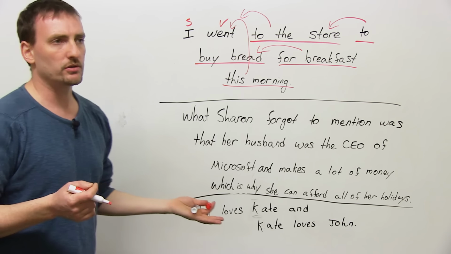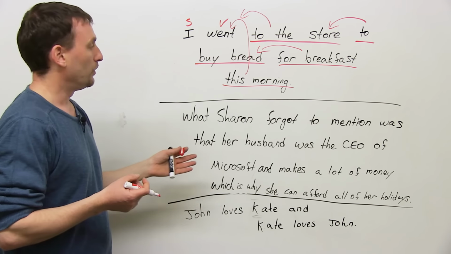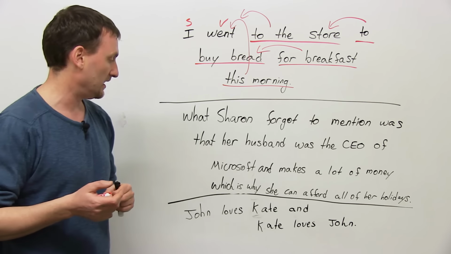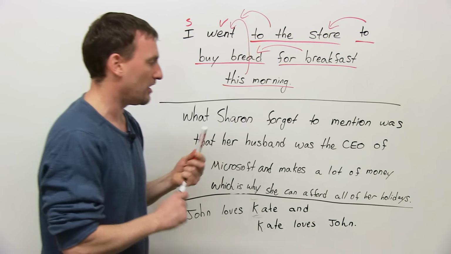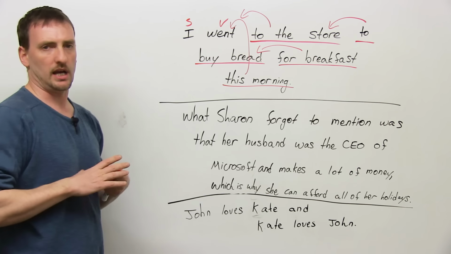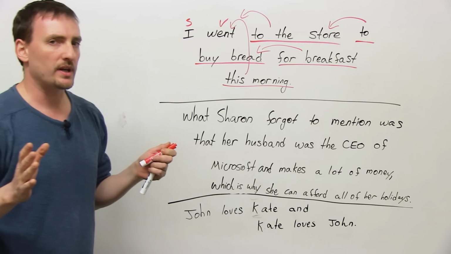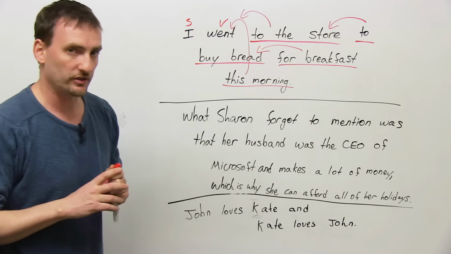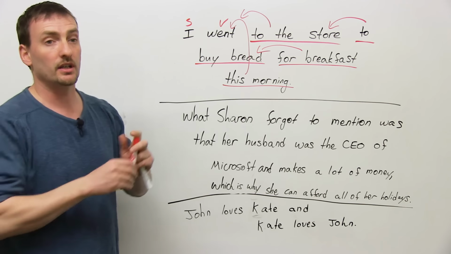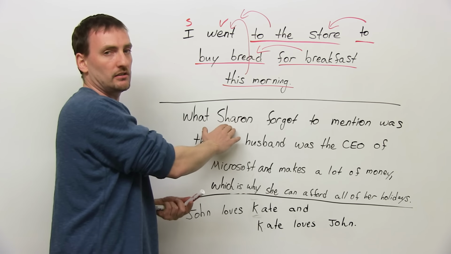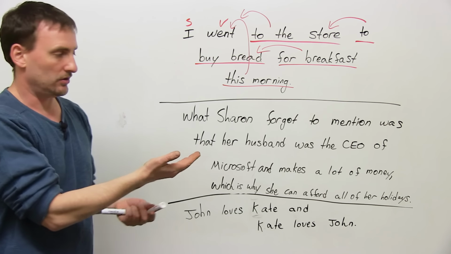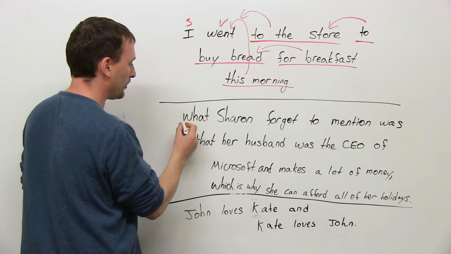Here's another sentence. Now, this one also looks a little complicated. What Sharon forgot to mention was that her husband was the CEO of Microsoft and makes a lot of money, which is why she can afford all of her holidays. Sorry, I forgot the comma there. Okay, now you're thinking, oh wow, I have no idea. First thing, remember what I said, you have to find your independent clause first. Now, keep in mind, a subject can be a subordinate clause as well. What is the subject of this entire sentence? Is it Sharon? No. Is it CEO? Is it her husband? Is it Microsoft? No. What we have here is a noun clause subject.